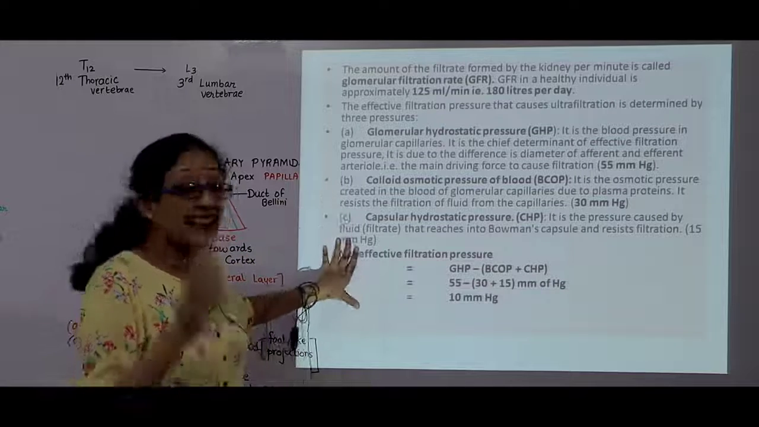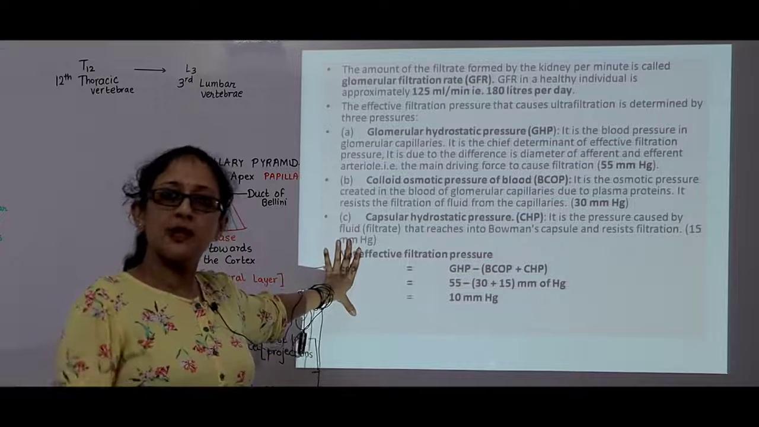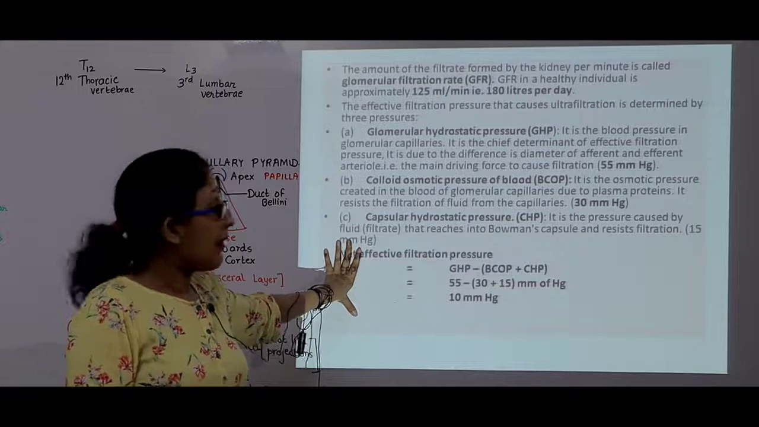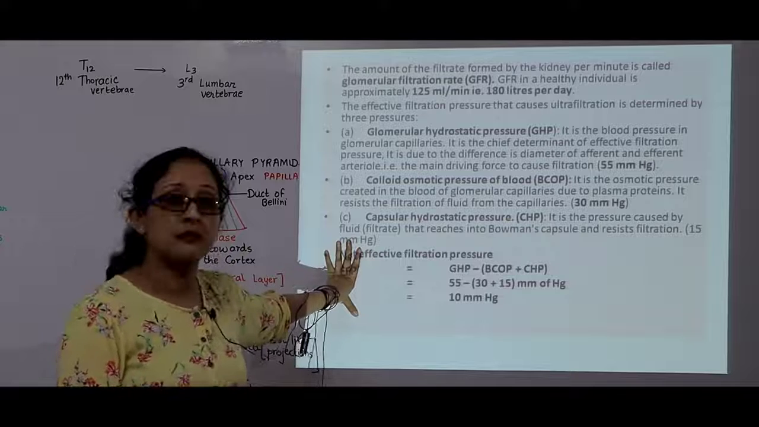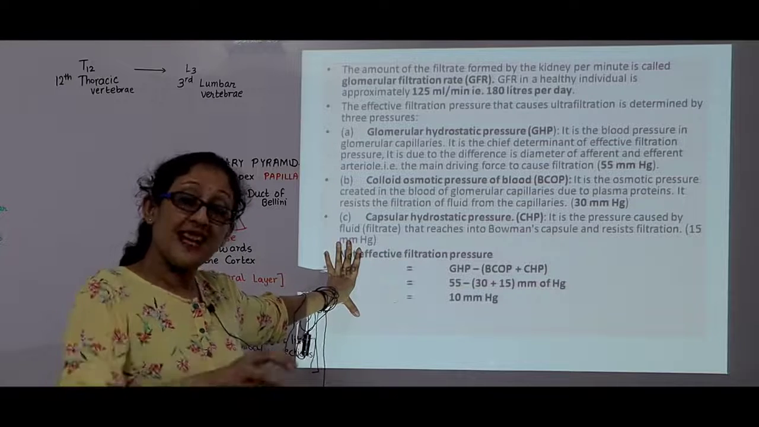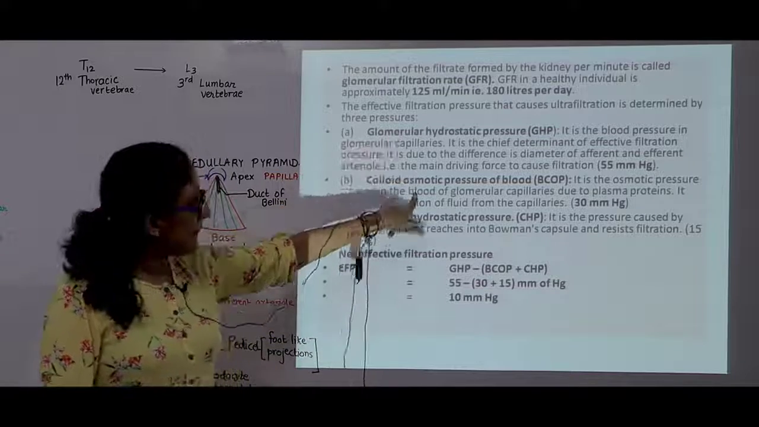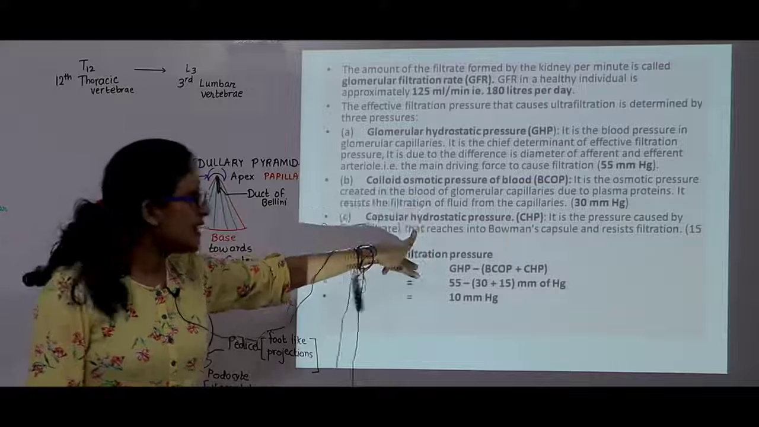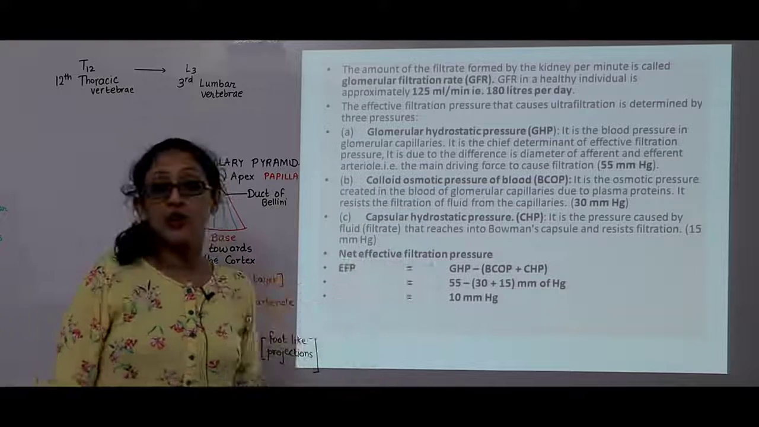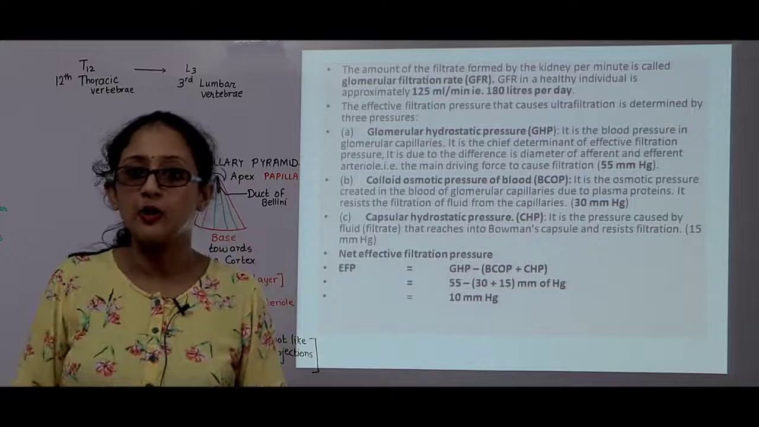So same way I am saying that the fluid of previous filtration is not completely gone from there. So it resists the entry of new fluid from entering. That is called capsular hydrostatic pressure because of the fluid in the Bowman's capsule. That value is 15. So what is your net effective pressure? It is 55 minus 30 minus 15. Therefore, you get your effective pressure as 10 mm of mercury.